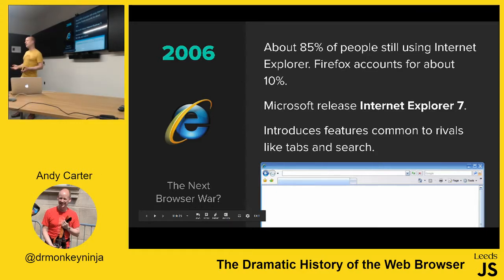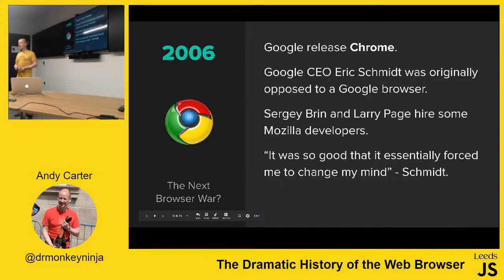Now this is an attempt for them to try and modernize their standards and introduce some of the features that have become common in their rivals, things like tabs and search as part of their toolbar. However, it's still a bit inferior compared to the other options out there. And unfortunately for Microsoft, a new rival is about to appear on the scene, because in 2006, Google released Chrome.